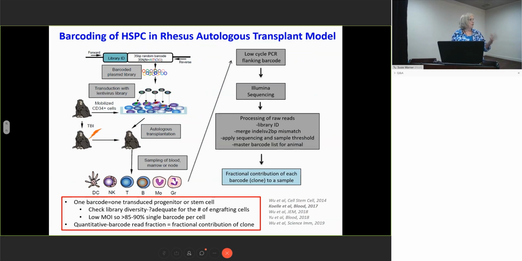And again, you want to have a low transduction efficiency, so most of your target cells have only a single barcode. It's not as complicated to deal with multiple barcodes per cell as it is to deal with multiple cells per barcode, but it's still important. You end up with data where the quantitative barcode read fraction does very closely represent the fractional contribution of the clone. A lot of that validation is given in some of the papers I list on the right there. And a lot of our code for doing all the informatics is available on GitHub, and I'm happy to send links to anyone.